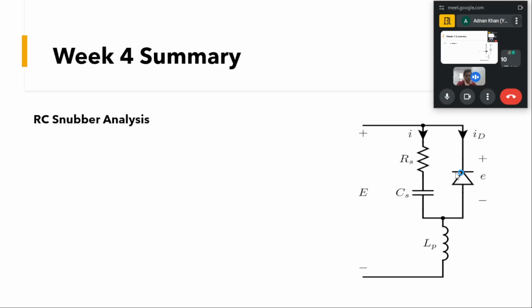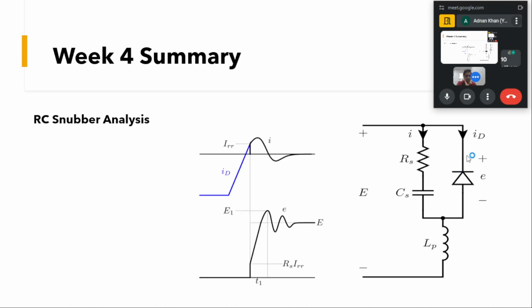How it is done: initially this device was conducting, and there was some current flowing through this device. Now as soon as this device is turned off, the current will decrease. The current here is shown in this fashion because we have taken this ID reference in the opposite direction. So the current will decrease, and there will be some reverse recovery current in the diode, that we know.